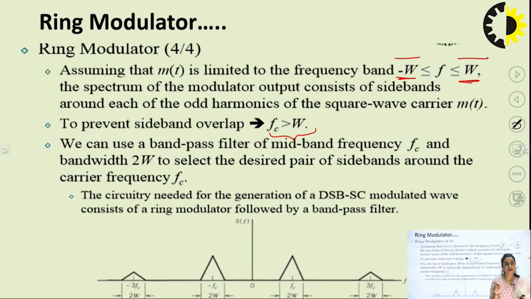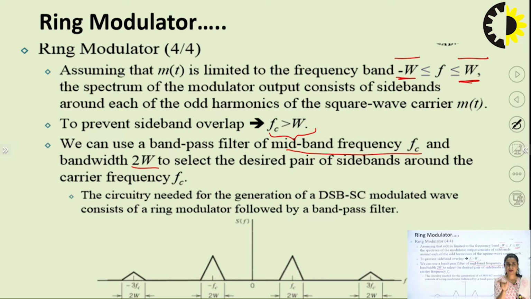Now, after that generation, we might use some band pass filters for extracting the desired frequencies. We can use a band pass filter of mid band frequency Fc and bandwidth 2W. So if the resonant frequency of the filter that I am using is Fc, it will pass the frequencies which are centered around Fc. It will pass Fc plus Fm and Fc minus Fm, as Fm is much less than Fc. So it is oscillating around Fc, right?